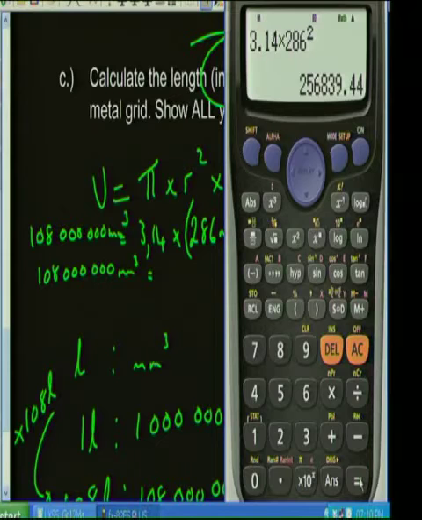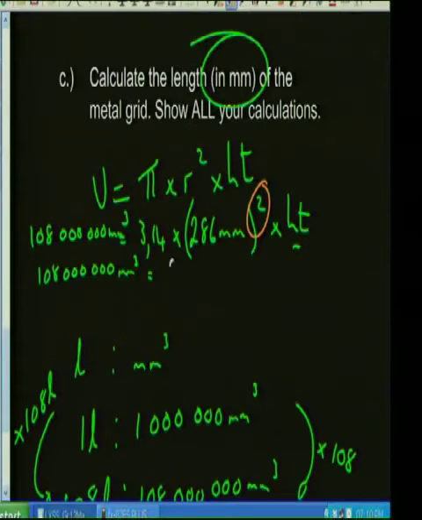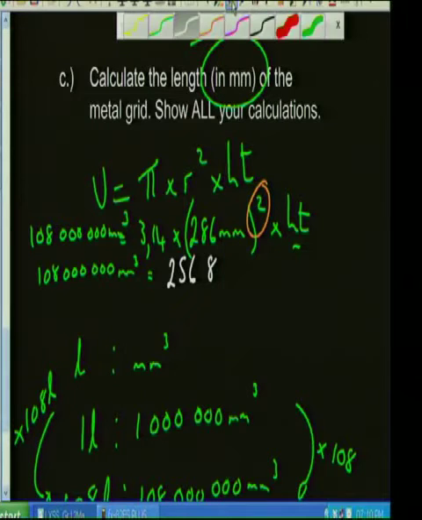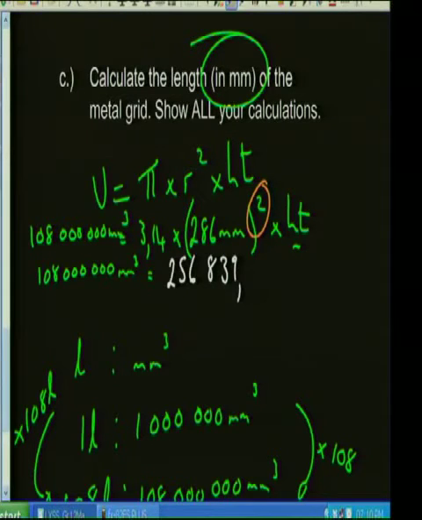Equals, and I now land up with an answer of 256,839.44. Am I going to round that? Not yet. I'm only going to round the final answer. So now I've got to remember this. 256,839. So let's write that. 256,839.44 millimeters squared times height.